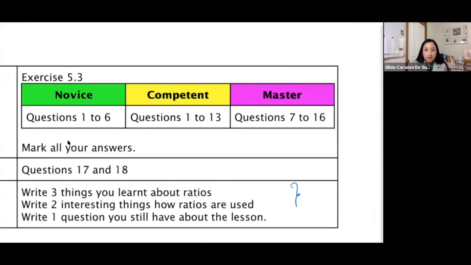And don't forget, you've got your exit ticket, 3 things. You learned about ratios, 2 interesting things, how ratios are used, and also 1 question that you still have about this lesson.